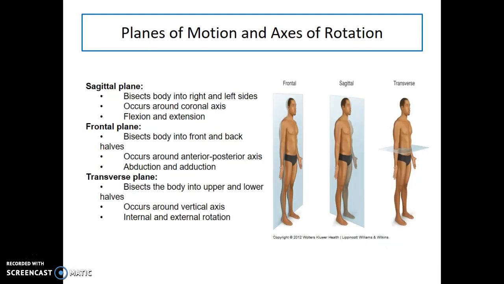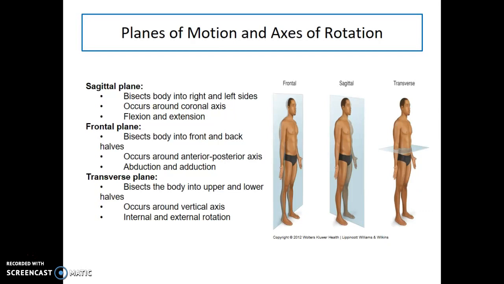So to go a little bit more specific when we are speaking on the three different planes. First we have the sagittal plane, which is actually the middle image. In that middle image, it's a plane that bisects the body into right and left sides. It occurs around the coronal axis, and all movements of flexion and extension follow that plane of motion.